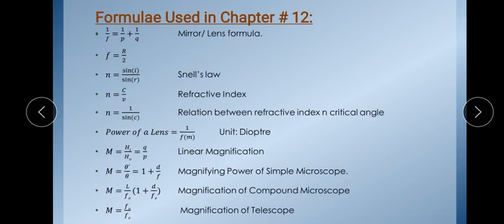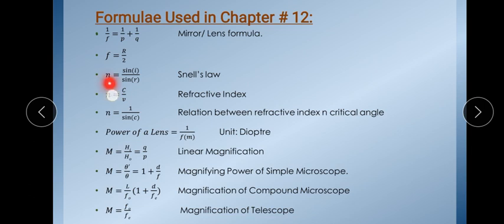Students, before solving the numericals, you have to keep in mind a few formulas which we have to use in the solution of numericals. The first formula is the mirror and lens formula. It is 1 over f is equal to 1 over p plus 1 over q, where f, p and q are representing focal length, distance of object and distance of image respectively. The second formula is f is equal to r by 2, the half of radius is equal to focal length.